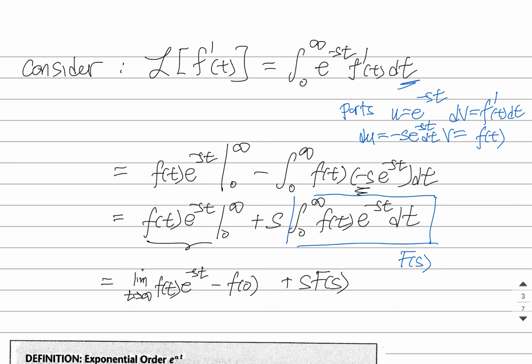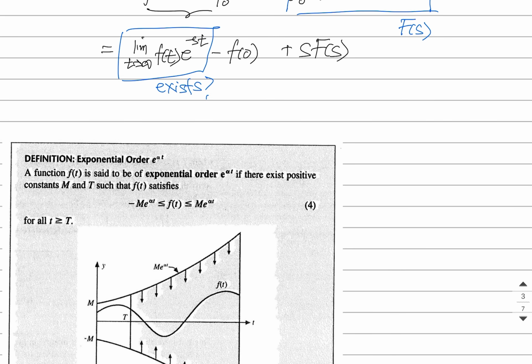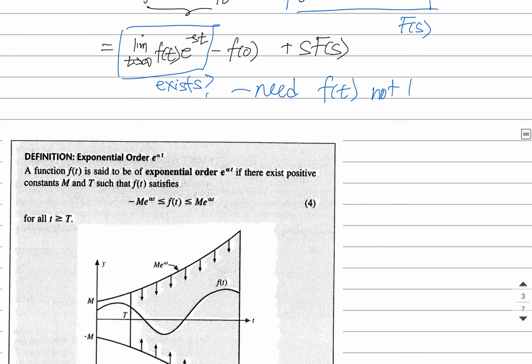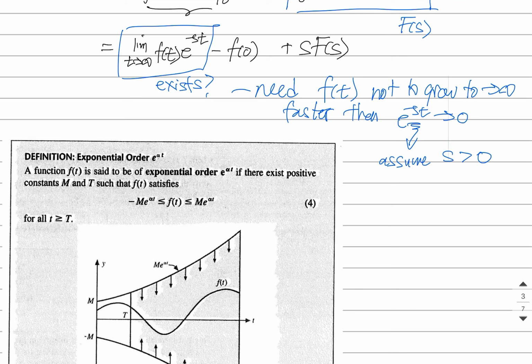And then this will be the following. We've got to make sure that there isn't some crazy amount of growth happening here. And what I need here is that I need f of t not to grow to infinity faster than e to the minus st goes to 0. Now here I'm making an assumption. Because I'm dealing with frequencies, I'm going to assume that this number s is a positive number, and that makes sense, right? Frequencies have to be greater than or equal to 0.